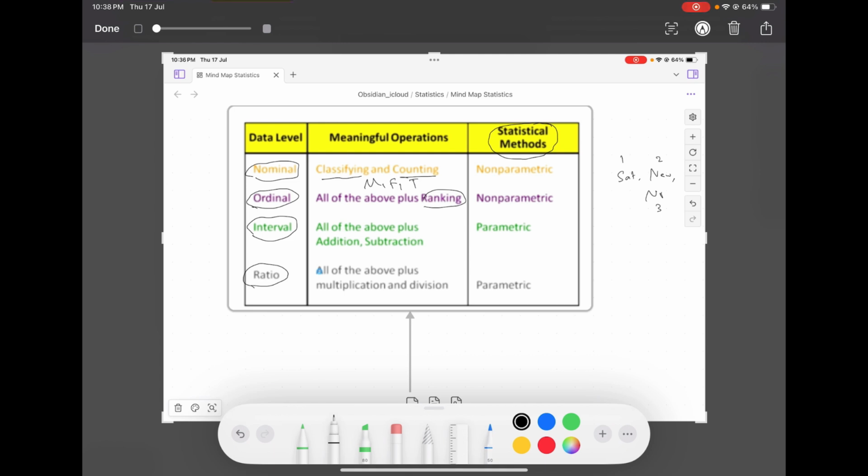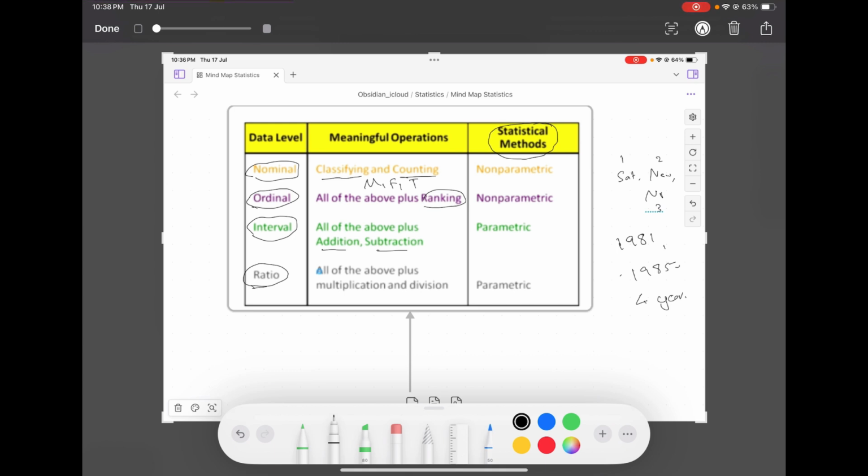Now coming to the interval data. We have seen the example of year, 1981, 1985, like that. Here you can classify it, count it, rank it, and also do addition and subtraction. You can subtract and the difference is 4 years, which carries a meaning. That means you can add and subtract.